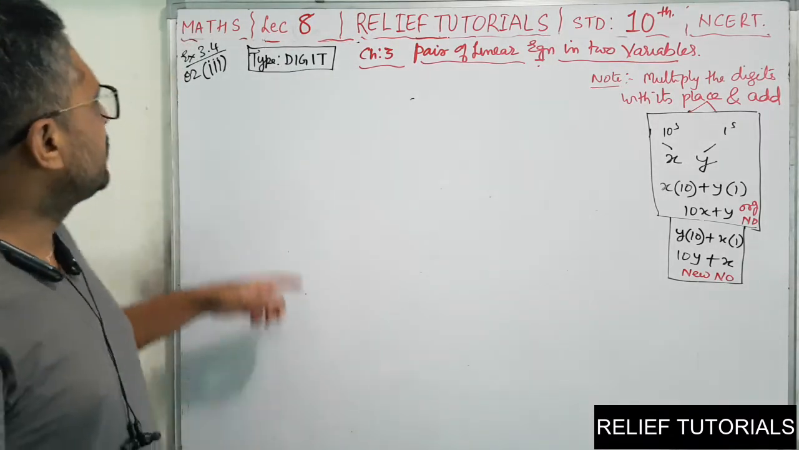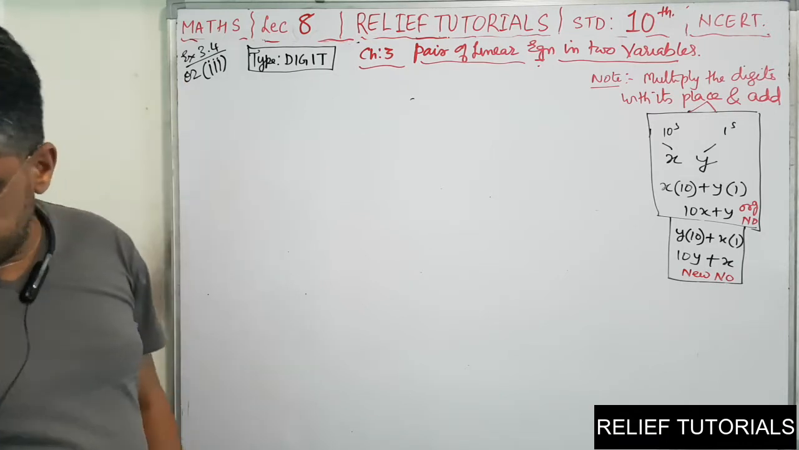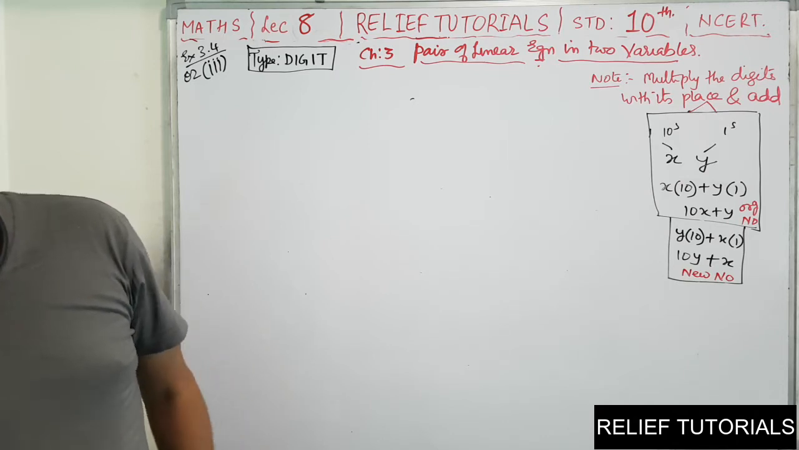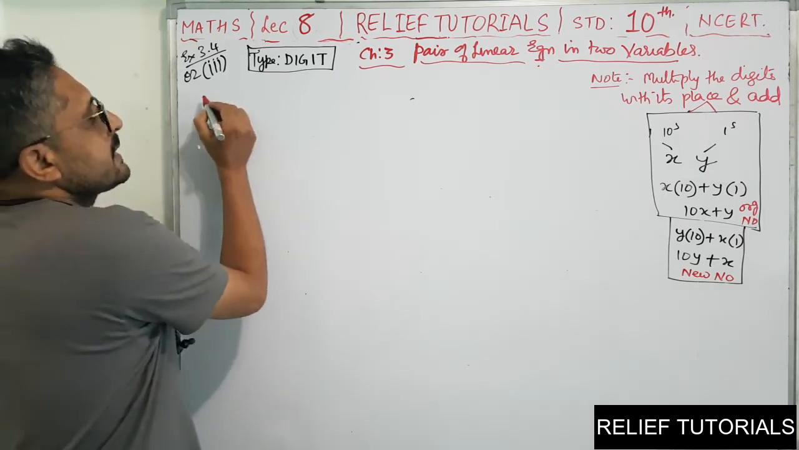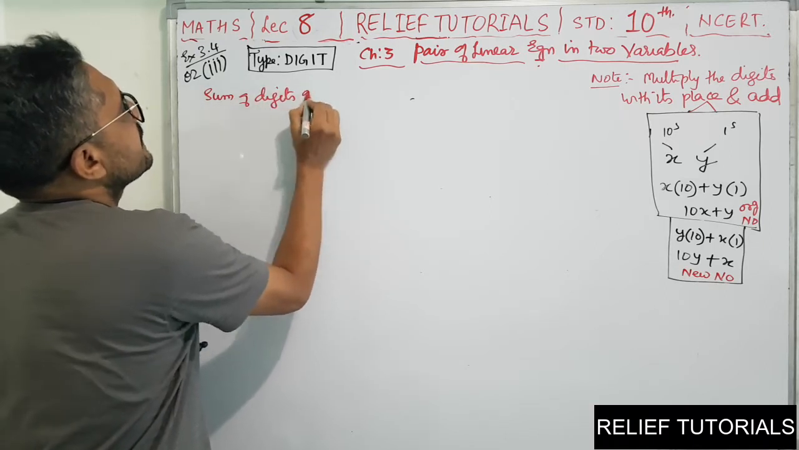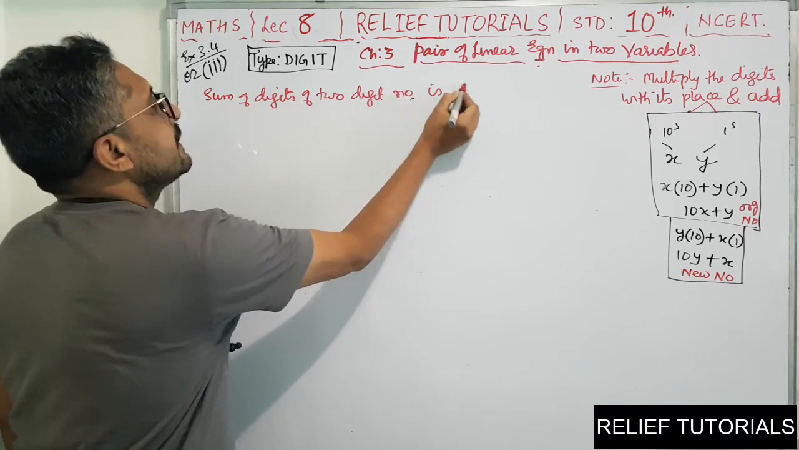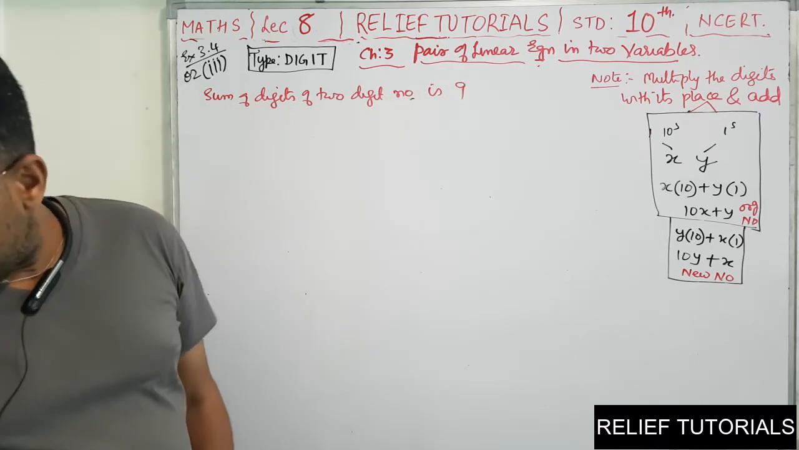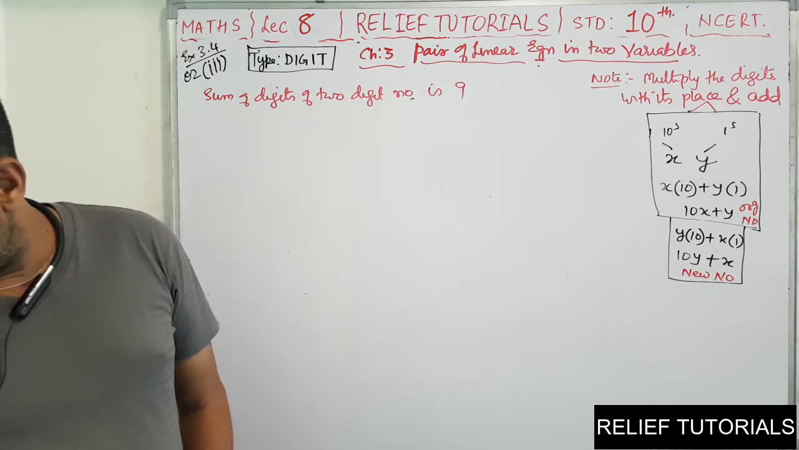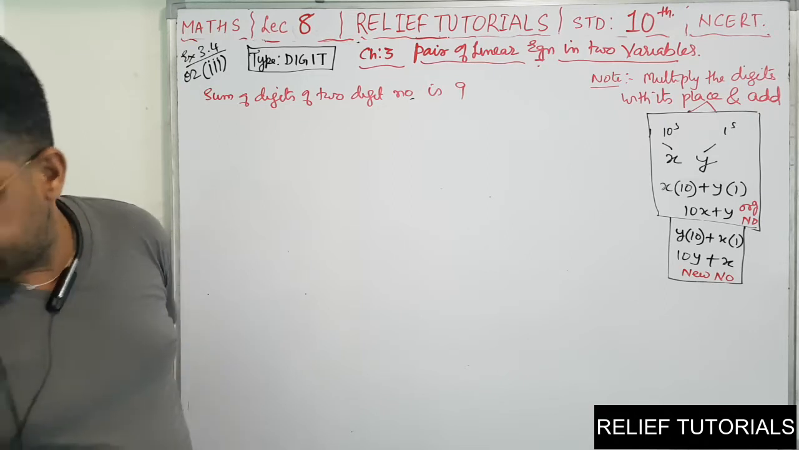Okay, come on. So the first problem is Exercise 3.1, question number 2, third. See, I am writing the question. The sum of digits of a 2-digit number is 9. 9 times this number is twice the number obtained by interchanging the order of the digits.